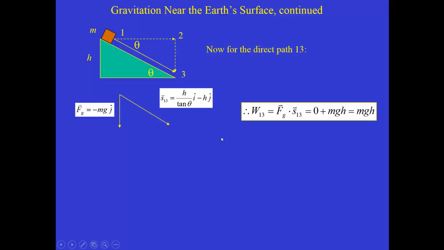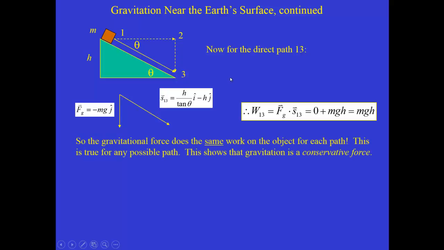We've only considered two specific paths, but in fact you can show for the gravitational force, no matter what path an object takes to get from its initial to its final location, the work done by gravity only depends on those two positions and not the path. And this shows, according to our definition, that gravitation is a conservative force.